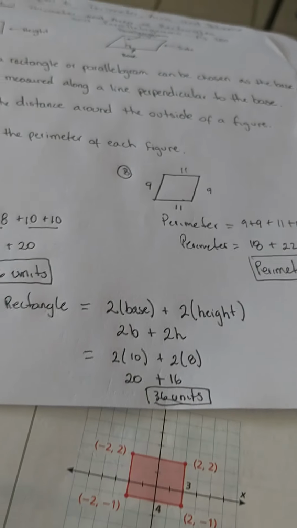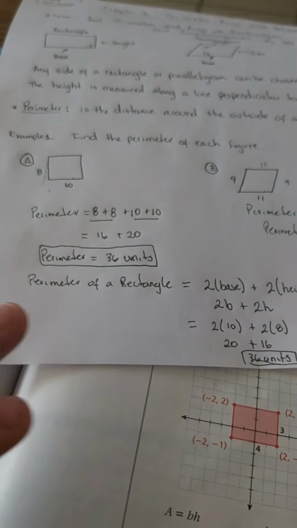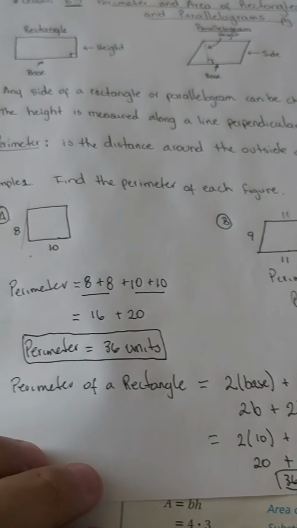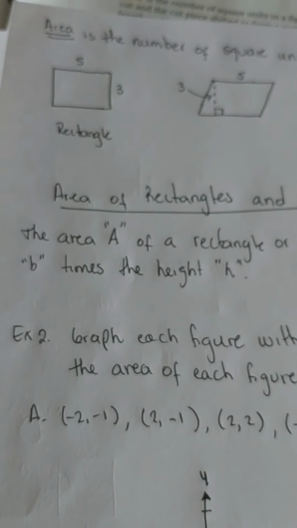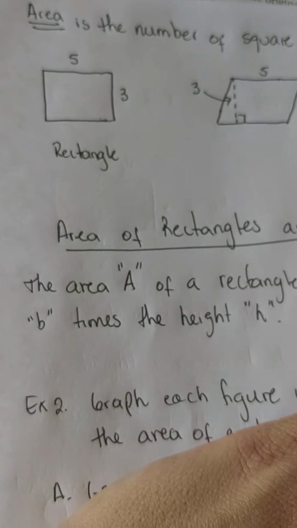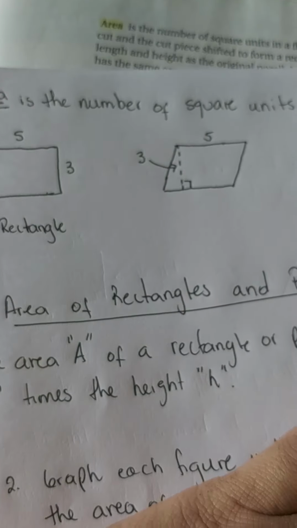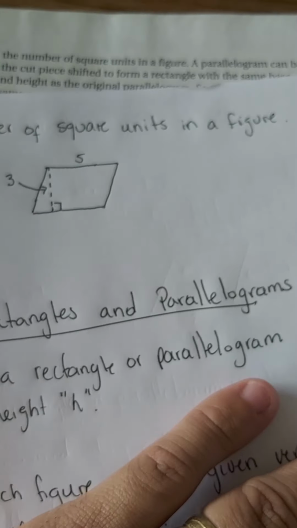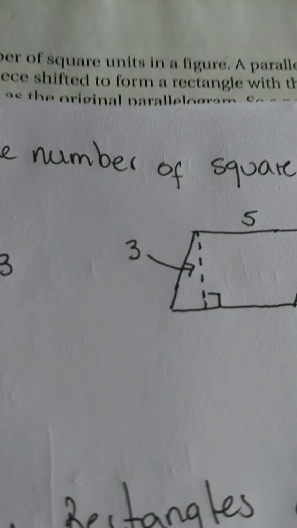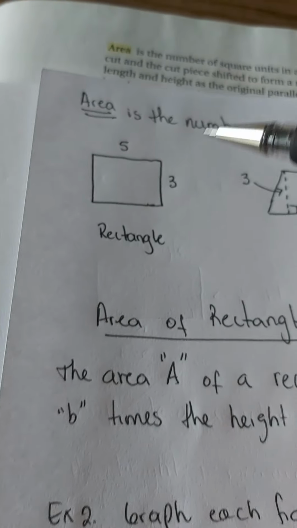Okay, so this is how to find the perimeters of rectangles and parallelograms. Now let's talk about area. Area is the number of square units in a figure. Okay, again, a quick review from perimeter.